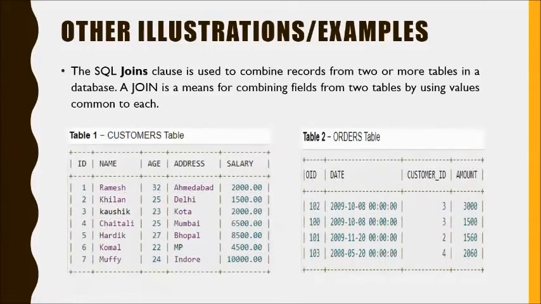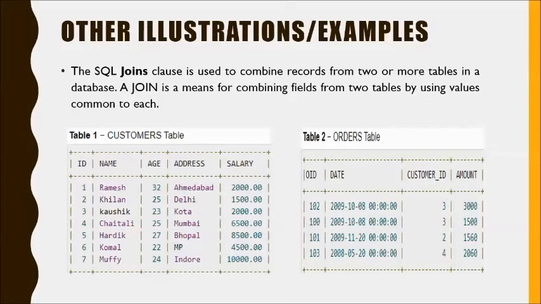So the SQL joins clause is used to combine records from 2 or more tables in a database. A join is a means for combining fields from 2 tables by using values common to each other. As you can see in this slide, we have 2 tables. The first table is known as the customers table, which consists of 5 columns, namely ID, name, age, address, and salary. And it consists of 7 records.